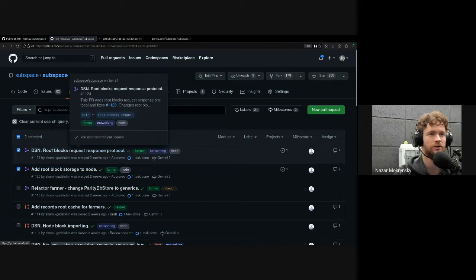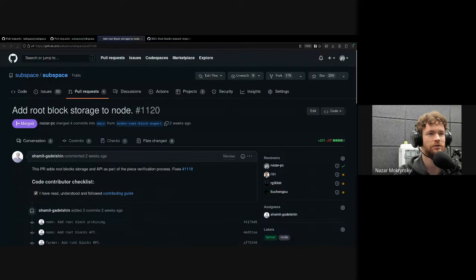The first part was to add persistence of the whole complete root blocks on the node. Before that, we only had record roots in the runtime state, and we didn't persist root blocks in any way, except in an LRU cache, which is really short term. This pull request adds persistent storage that the node will later be able to share with others when they make requests, such that a node trying to sync from the DSN can figure out the quorum, like what the canonical chain of root blocks is, and then from there download the whole chain and verify the whole history.